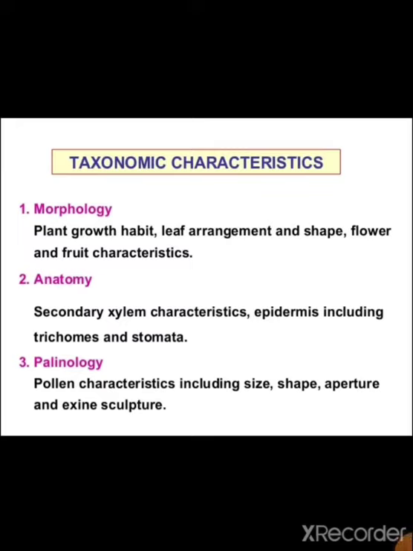Taxonomic characters. First one is the morphology. Plant growth habit, leaf arrangement and shape, flower and fruit characters are very important from the taxonomic point of view. Anatomy: secondary xylem characters, epidermis, including trichomes and stomata. Palynology characters like pollen characters, including size, shape, aperture, and exine sculptures, are also very important from the taxonomy point of view.